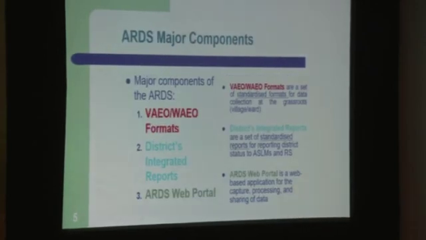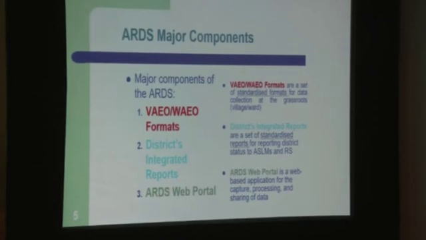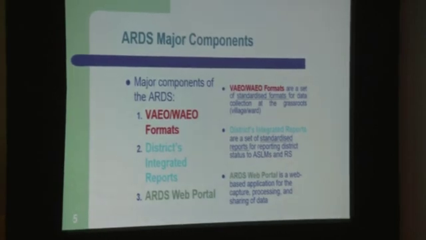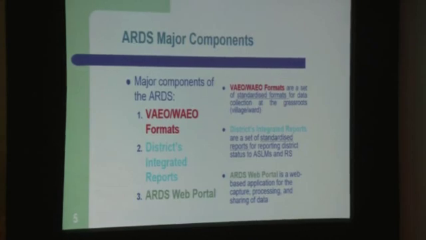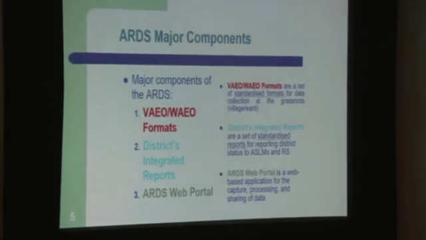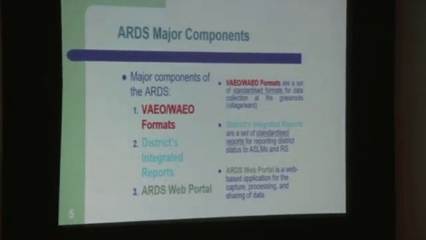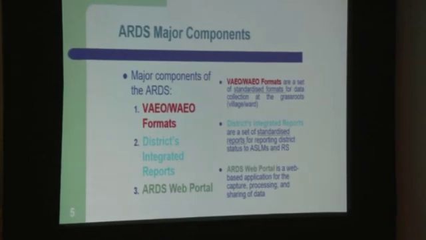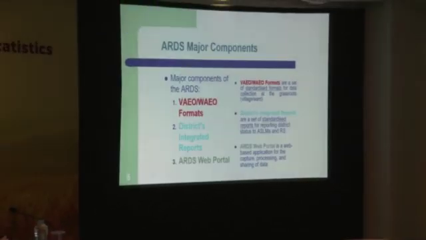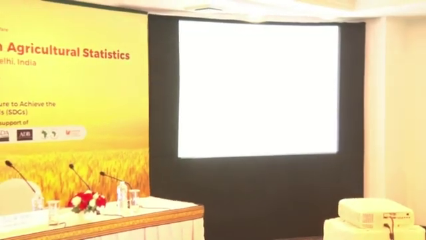Now, let me take you through the administrative agriculture routine data system. What are the major components? Of course, when we talk about ARDS in Tanzania, the major components are: one is the village agriculture extension officers, but also we have ward agriculture extension officers. That's the first level. But when you go up, we have the district integrated level, but also we have what we call the web portal, whereby all this kind of information is being collected.